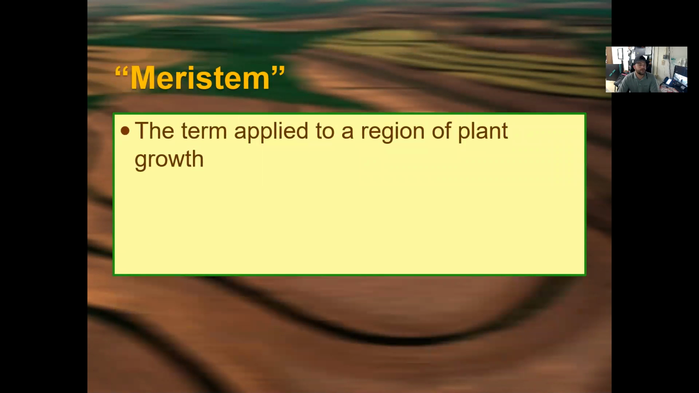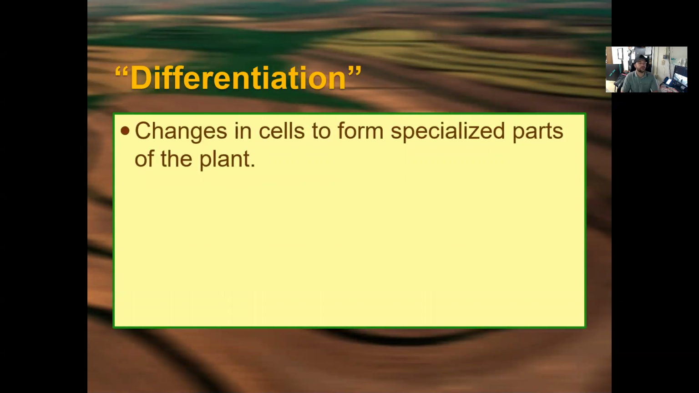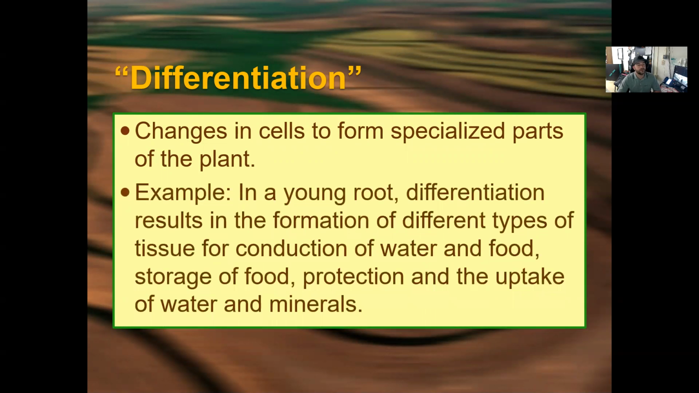So, meristem, this is the term applied to a region of plant growth. These cells actively divide. They also mature, increase in size, and change into specialized tissue. Differentiation is changes in cells to form specialized parts of the plant. An example of this is in a young root, where differentiation results in the formation of different types of tissue for conduction of water and food, storage of food, protection, and the uptake of water and minerals.